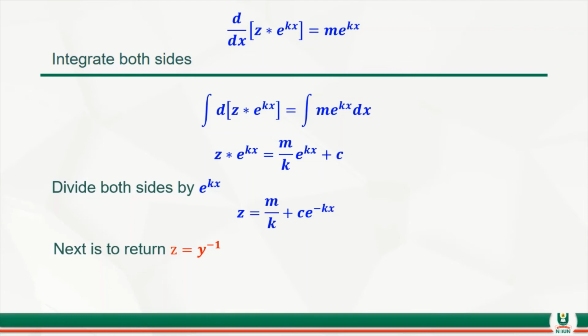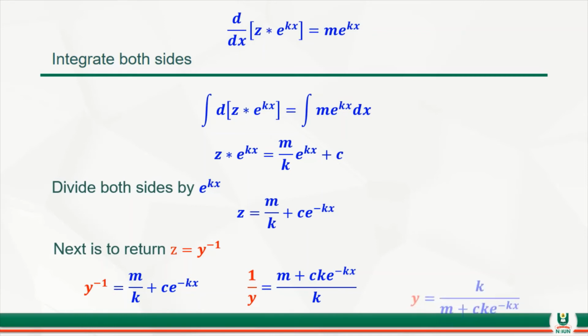We can find the LCM of the right hand side. That will give us m plus ck exponential minus ks over k. Then we can return everything and make y now the subject of the formula. So we can have our expression to be y is equals to k divided by m plus ck exponential minus ks. Now if you look at this solution now, there are many things involved which will not be the major concern that I was saying the other time.